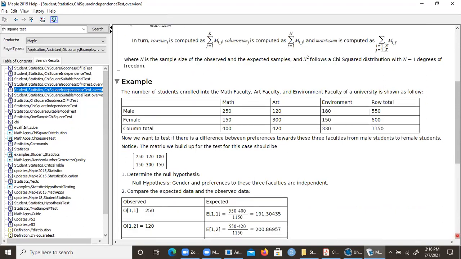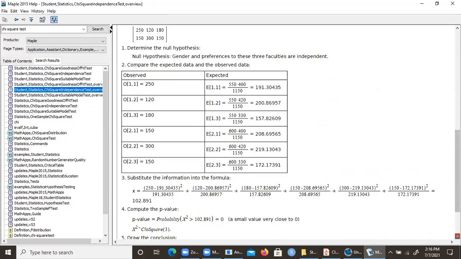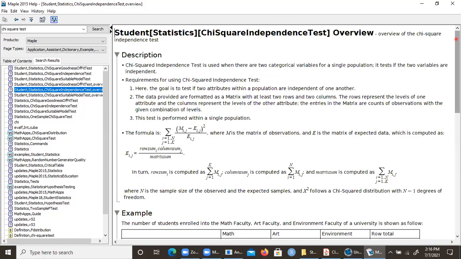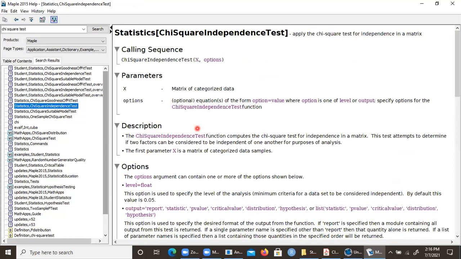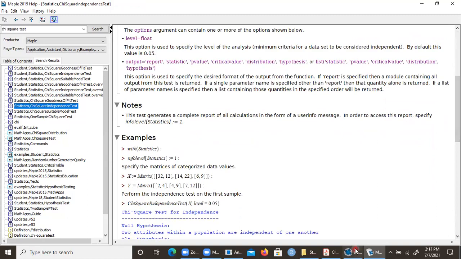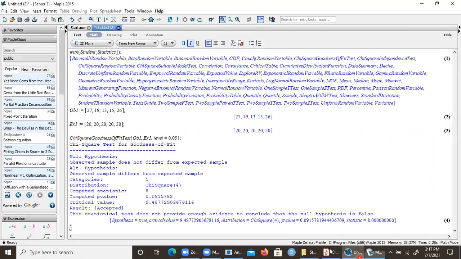So let me find whether we can get a command from here or not. I'm looking for the command. Okay, so is the command there? Okay, so let us try to find out from here. Chi-square independence test. Okay, so this is your command. So what I need to do is that I have to consider this command and have to paste it over here.